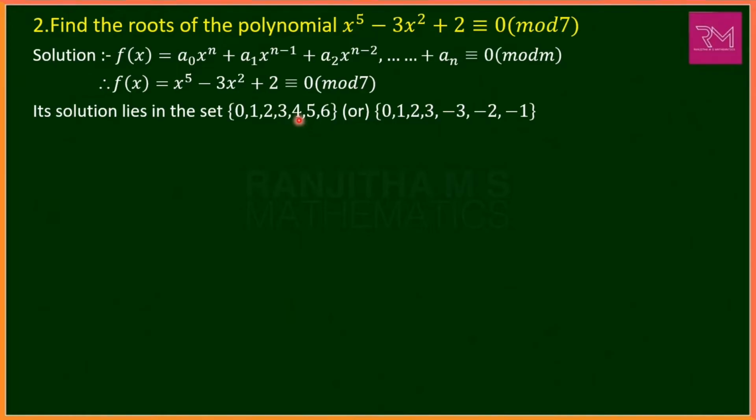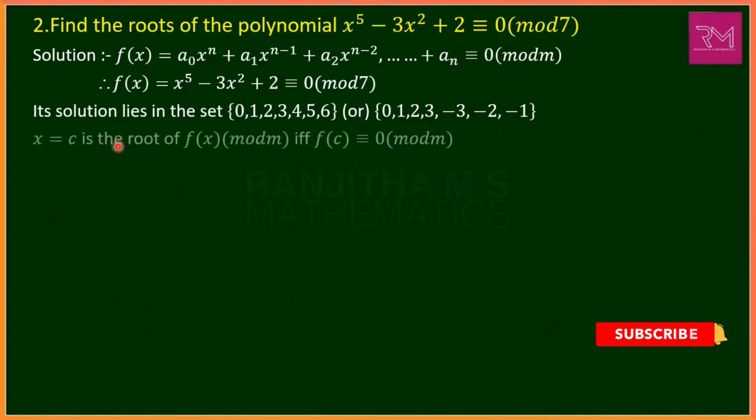So we can substitute in the place of 4 as minus 3, 5 as minus 2 and 6 as minus 1. This is because if we substitute bigger values we get a larger value, so it is difficult to calculate the values. So to reduce the difficulties we are changing like this, or we can substitute x as 4, 5 and 6, or we can check the congruency also. Both are same. So we have to check the congruency, that is, x is equal to c is the root of f of x under mod m if and only if f of c is congruent to 0 mod m. If this condition holds, then we can call c the root of f of x under mod m.